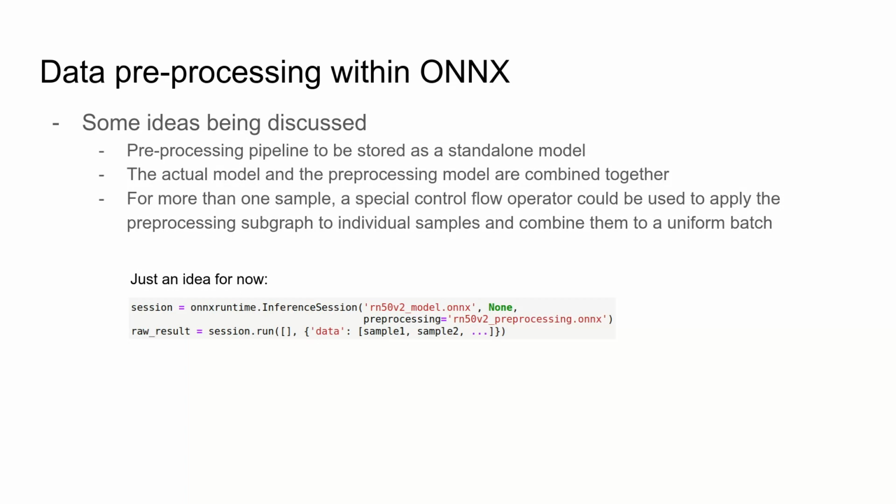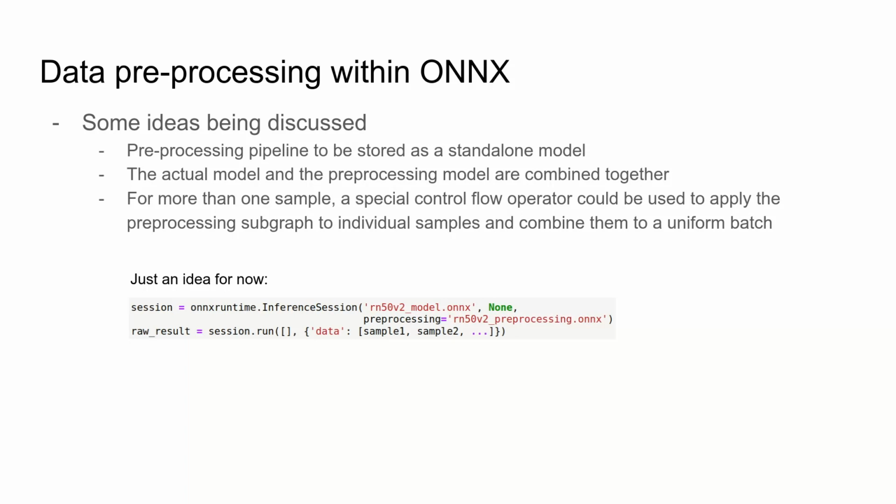The second concern is the different nature of the data that the preprocessing layer handles. Data preprocessing typically handles data of different shapes, producing a uniform batch that is then consumed by the model as a single tensor. One idea to approach that would be to use a sequence of tensors as an input to the data pipeline and have a special control flow operator that would apply the same preprocessing steps to each of the samples, concatenating the results at the end.